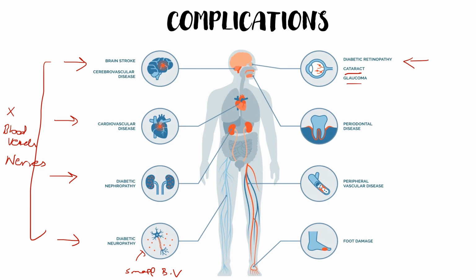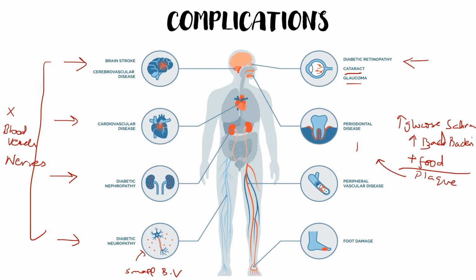Periodontal diseases can occur when there's increased amount of glucose in the saliva, which helps the bad bacteria to grow. This with the food forms a sticky layer over the teeth, leading to plaque formation. This plaque leads to tooth decay, bad breath, and cavities.